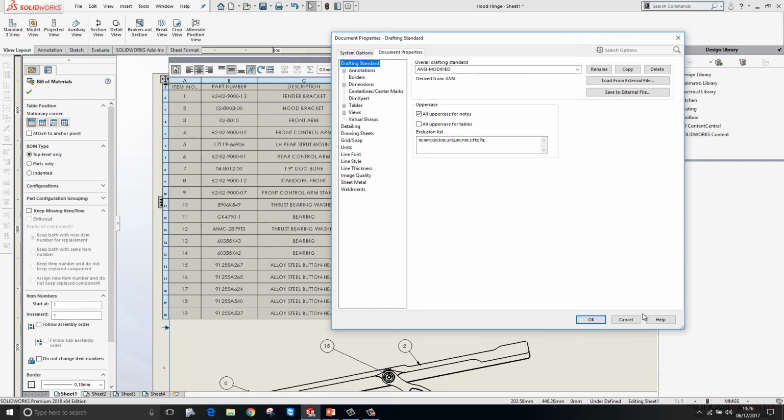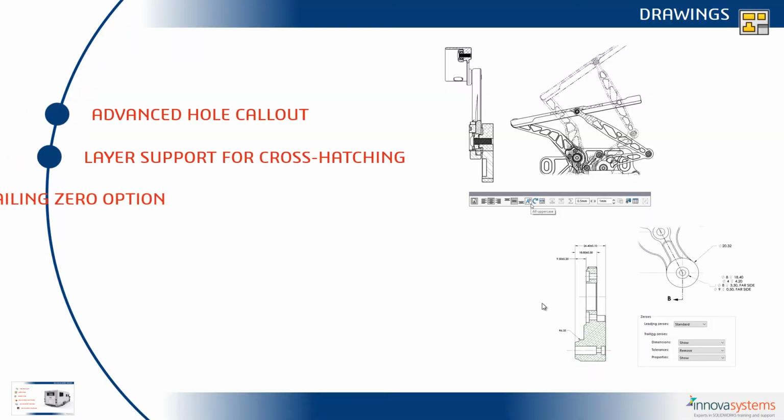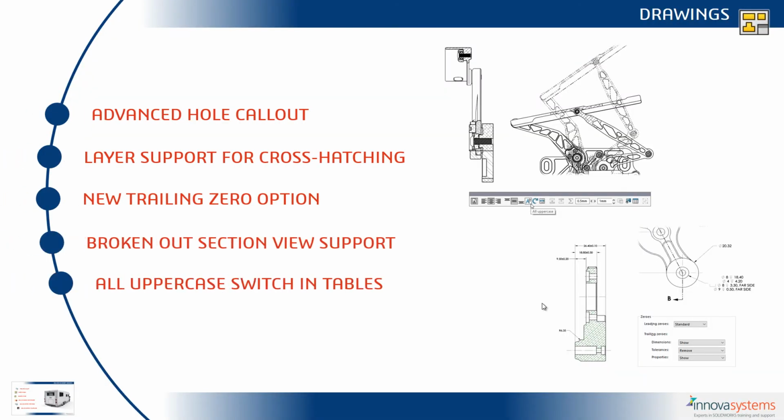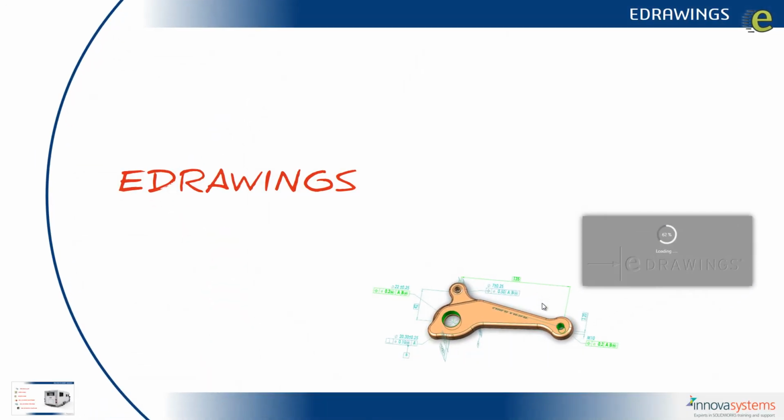So moving back to the PowerPoint, we've seen an advanced hole callout, layer support for cross-hatching, we have new trailing zero options for dimensions, tolerances and properties. We have broken out section view support on section views and alternate position views, and we have an all uppercase switch in tables. Our next video is on e-drawings.